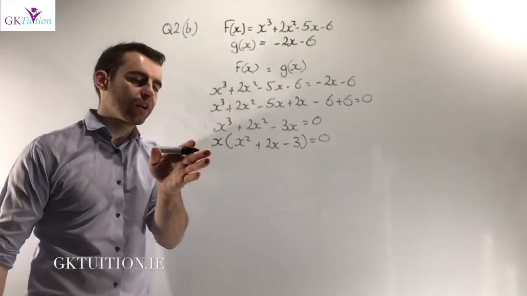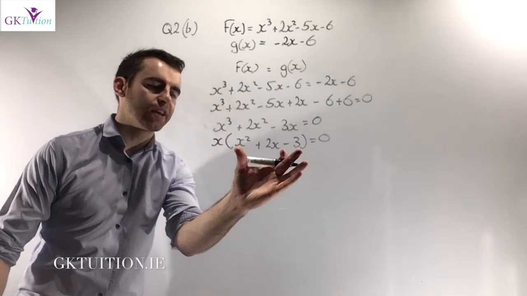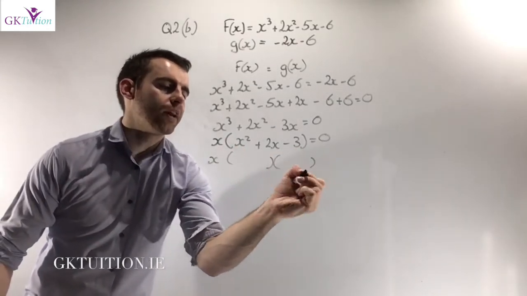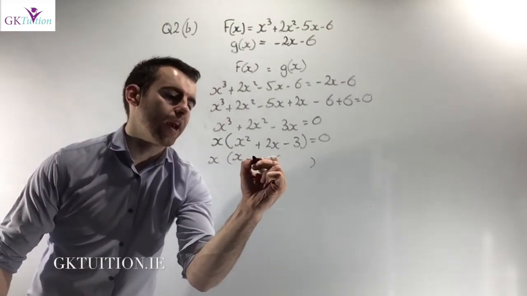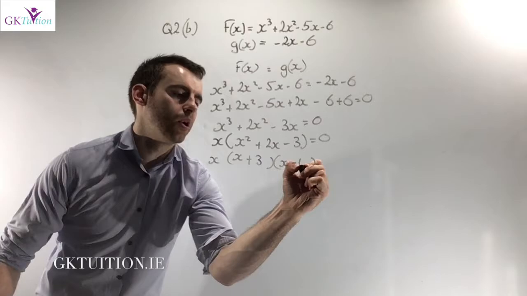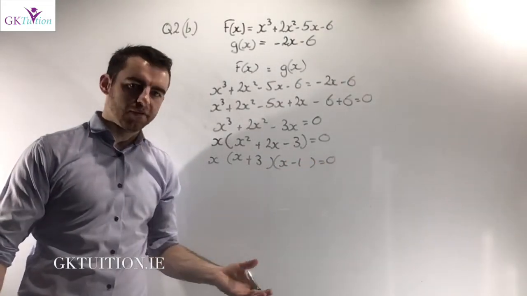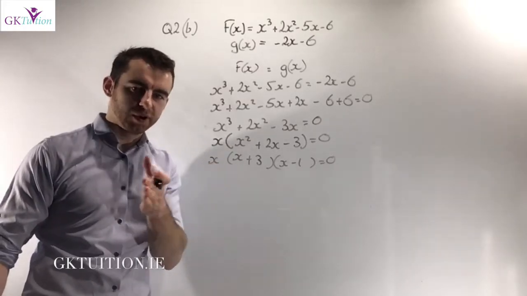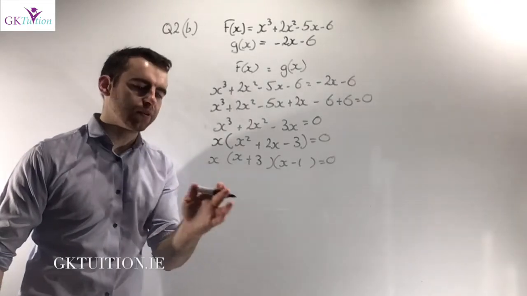So first of all, I've got an x outside here, and I clearly have a quadratic expression in my bracket. So if I factorize my quadratic, I have x squared plus 2x minus 3. So my factors are going to be x plus 3 and x minus 1 equals 0. And now that I've factorized it, I can just solve it, and I can find the x values, the x coordinates for the points of intersection. So obviously, in each case, I just let each factor equal to 0.